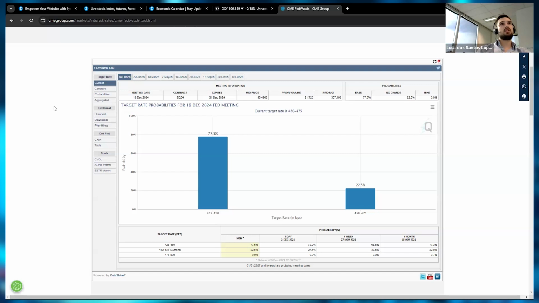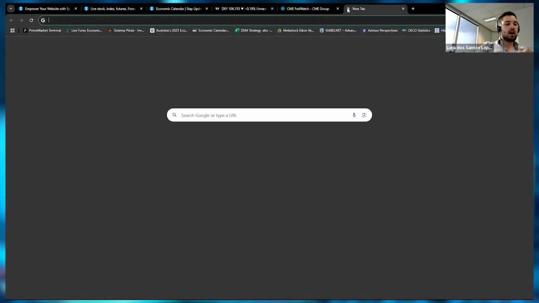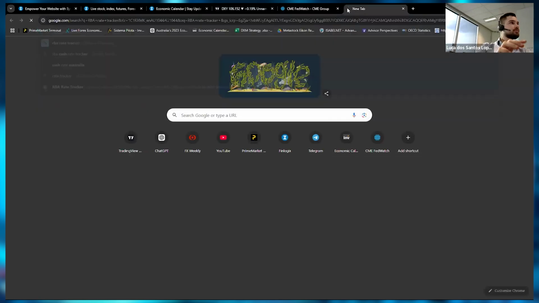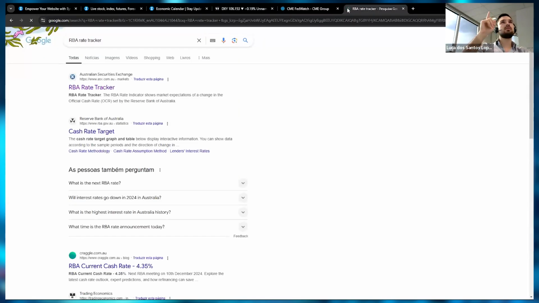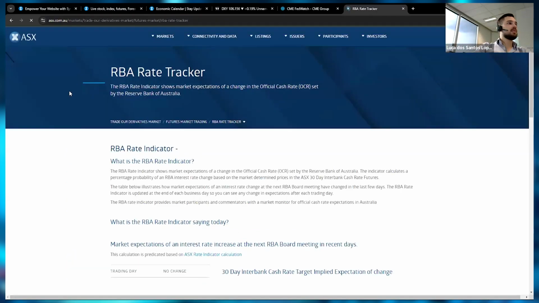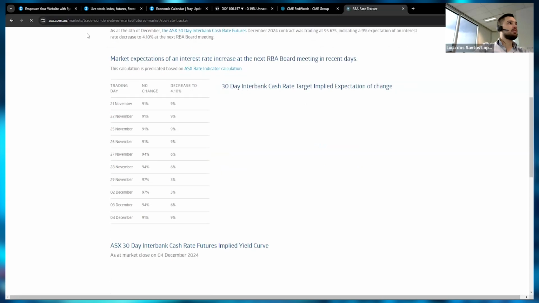Satish asks how to check the other central banks' probability of interest rate hikes or cuts, like the CME website for the Fed. Well, the CME is just for the Fed, right? We don't have it for all the central banks for free. But for the RBA, we do have the RBA rate tracker. You can see it here. I can send the link.